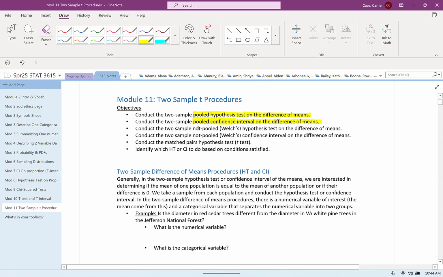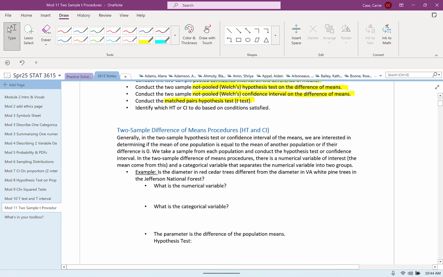Then we're going to do the not pooled or Welch's hypothesis test on the difference of means and the same confidence interval. And then we're going to be doing the matched pairs hypothesis test and confidence interval. And we're going to start with the pooled version. So let's talk about the setup we have here.